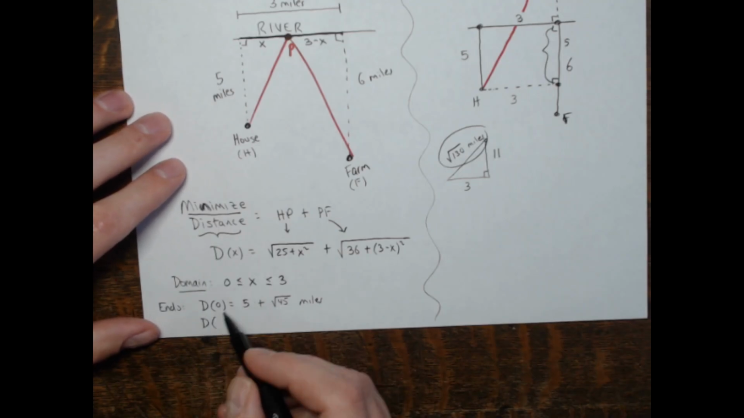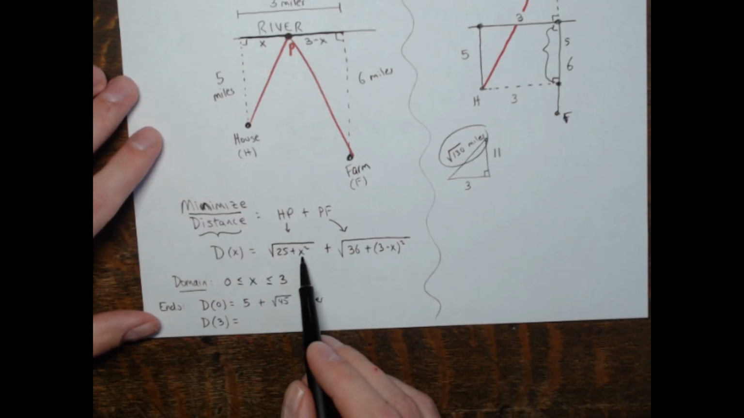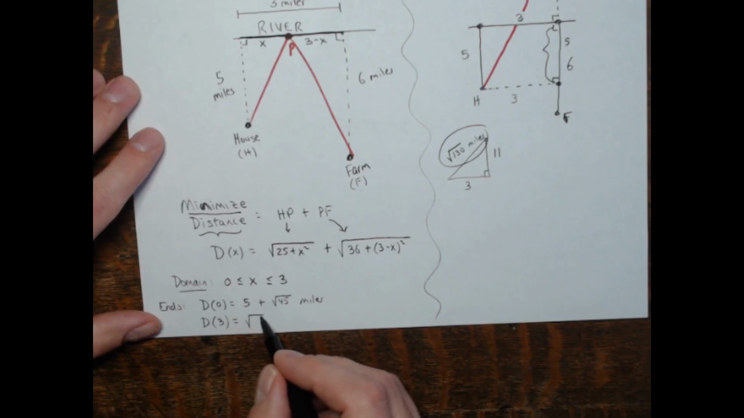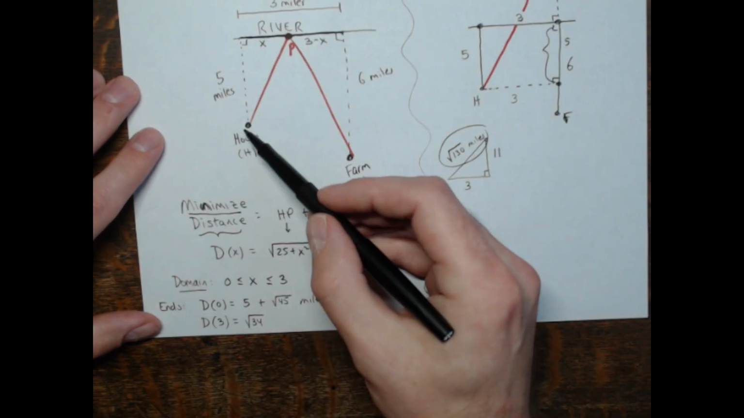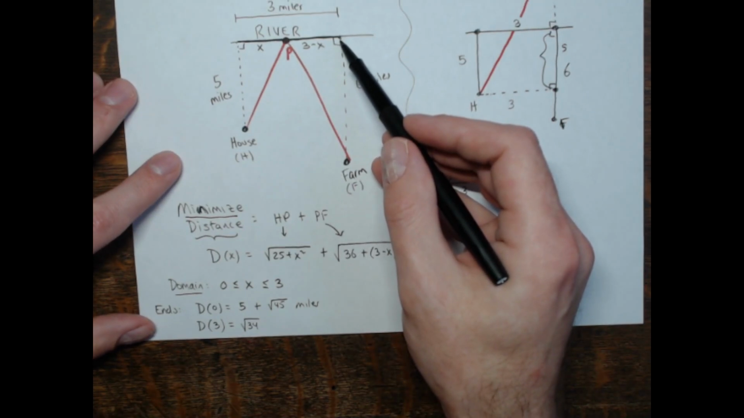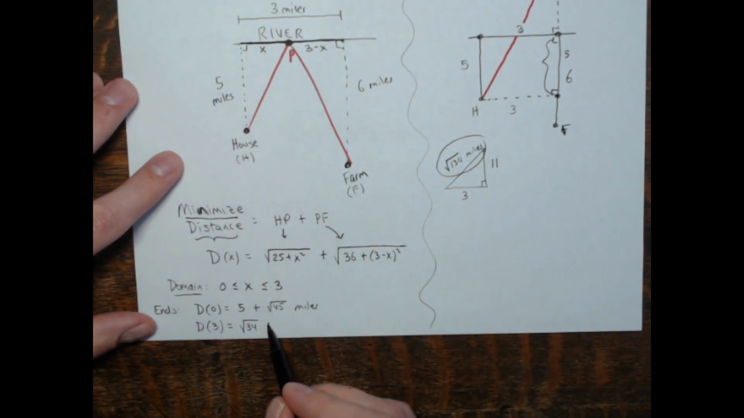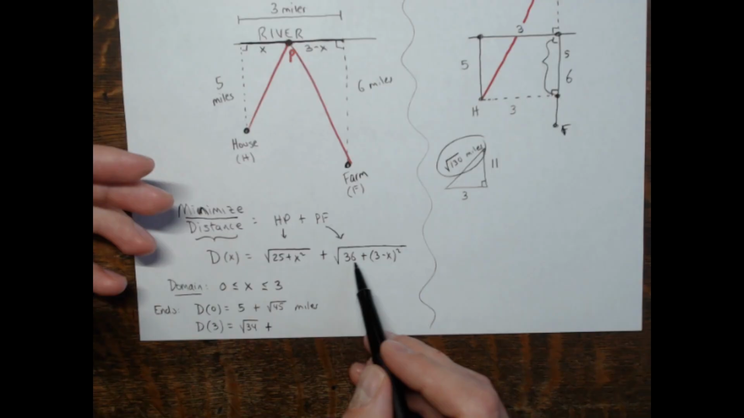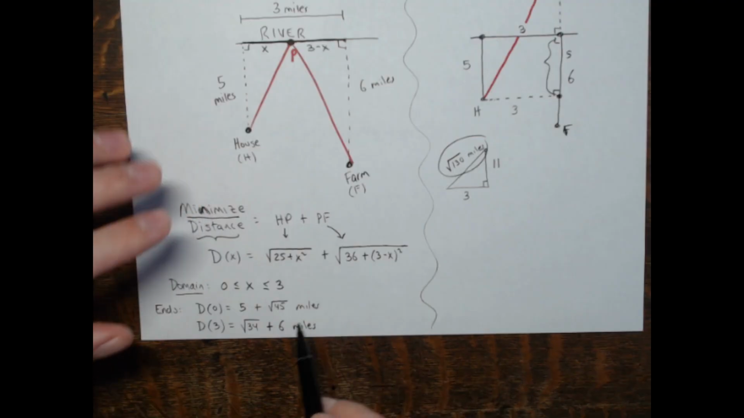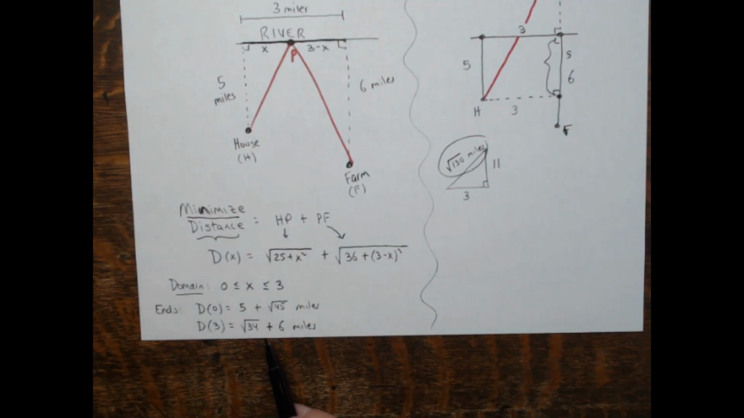And then d of 3, and replace x with 3. This would be 3 squared, which is 9. 9 plus 25. That'd be the square root of 34. So that'd be from the house to this point when x is 3, and then plus 6. All right, because again, when x is 3, this is 0. This becomes square root of 36 plus 6 miles. All right, and we'll punch those in later, see what those are, and if any of them is the minimum.